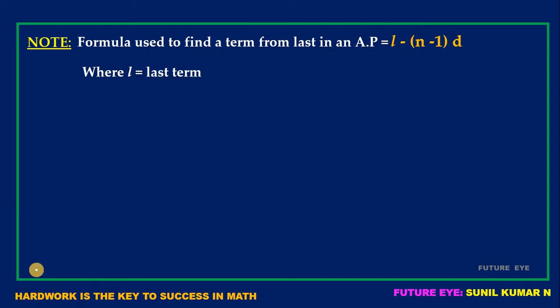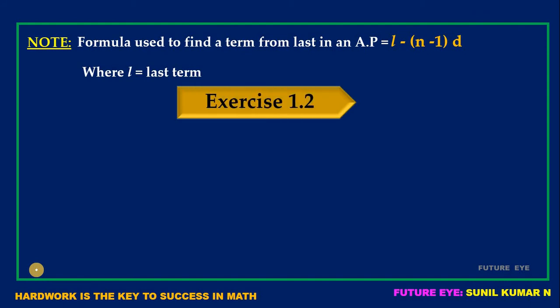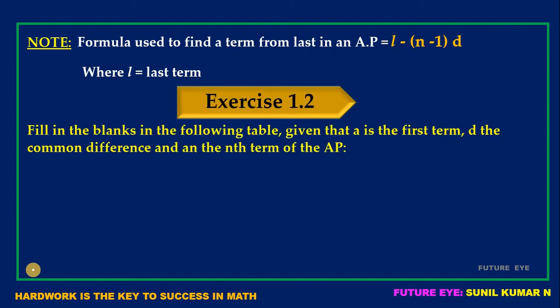Now directly let us move on to exercise 1.2, children. So first, fill in the blanks in the following table, given that a is the first term, d is the common difference, and an is the nth term of the AP.